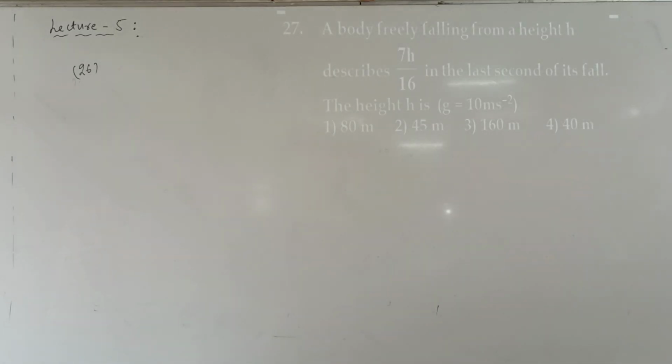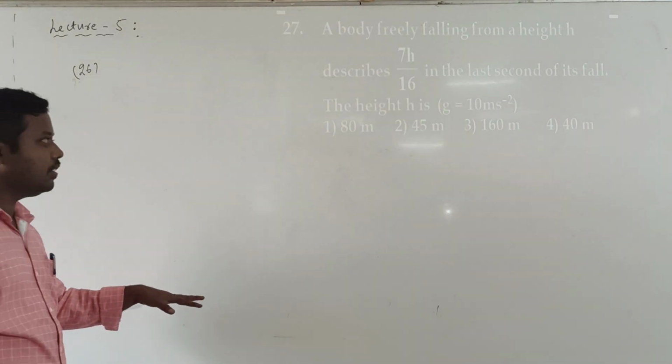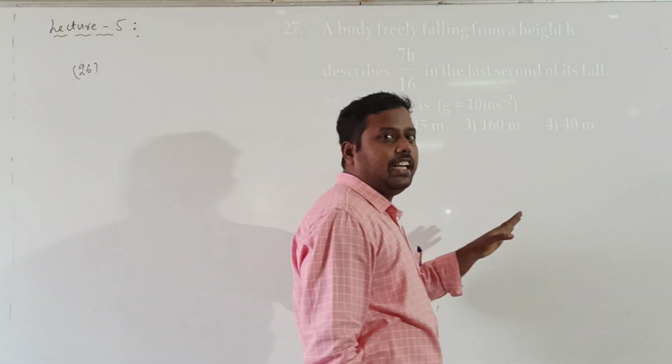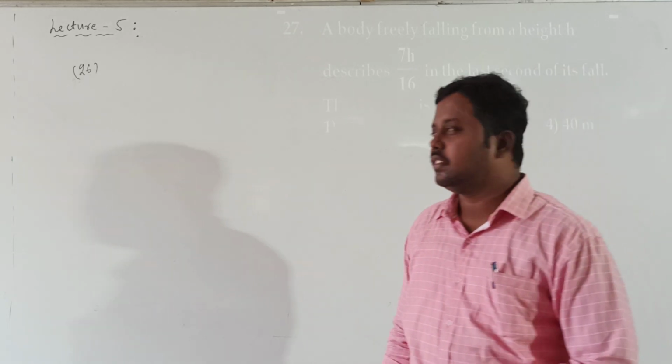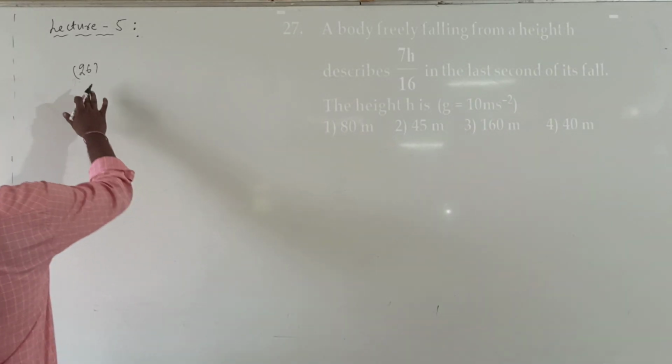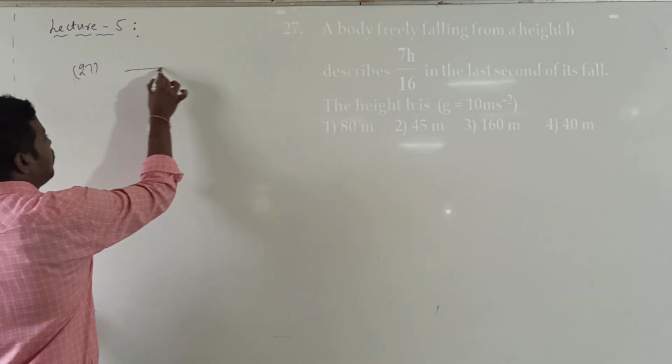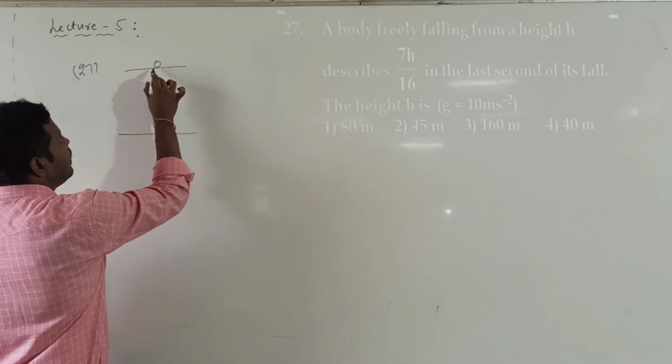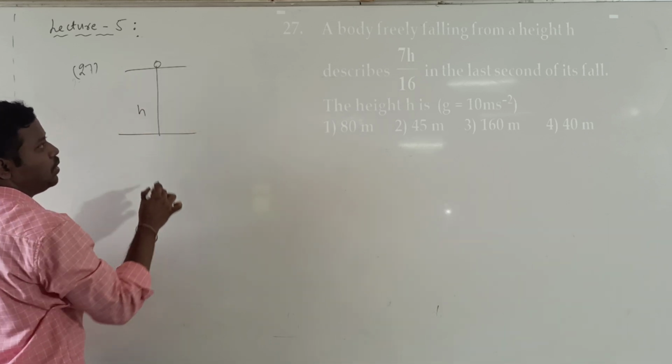In this question number 27, which is the last question for this class: a body falls freely from a height h, and in the last second of its fall it travels 7h by 16. What they are asking us to calculate is the height value. The body is falling from a certain height, and they are asking us to calculate that height only.